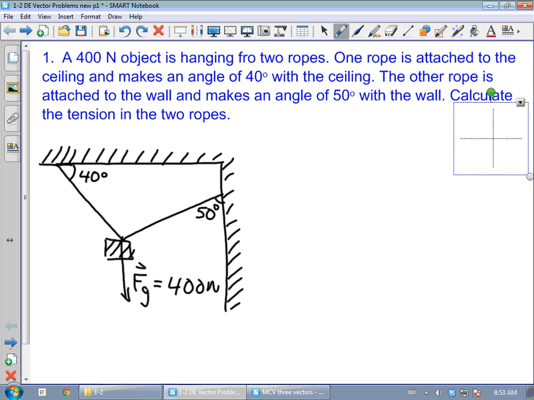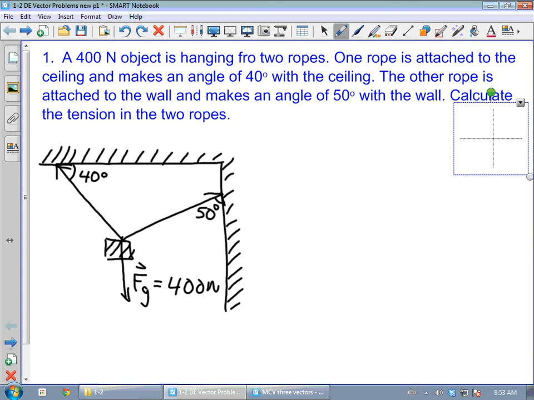But because this object isn't going anywhere, it's in what we call equilibrium, there have to be forces keeping it in one spot. And the forces that are keeping it stationary are coming from these two ropes here. And we call these forces the tension in the ropes. So we've got one force here, which is pulling up on an angle like that, and another force over here, which is again pulling up like that. So these two are pulling up and out and keeping this object from going anywhere.